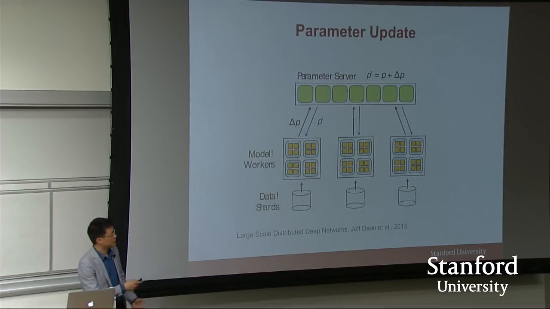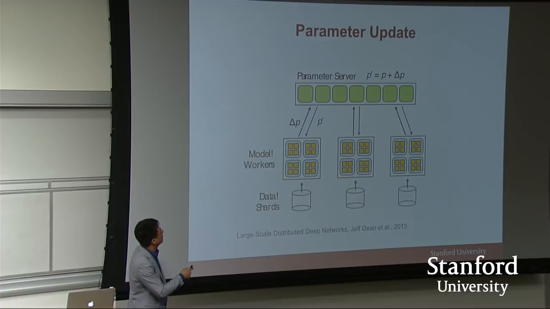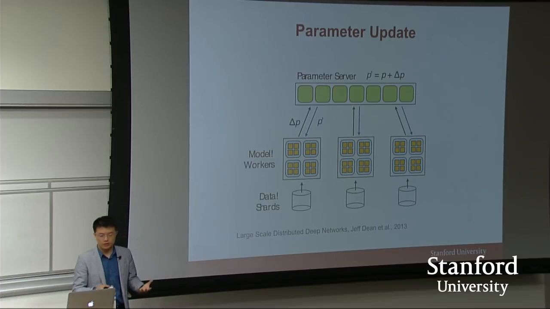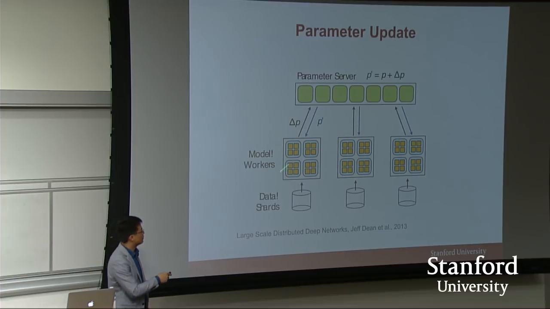For example, this is a paper from Google. There is a parameter server as a master, and a couple of slaves running their own piece of training data, and they update the gradient to the parameter server and get the updated weight back individually. That's how data parallelism is handled.